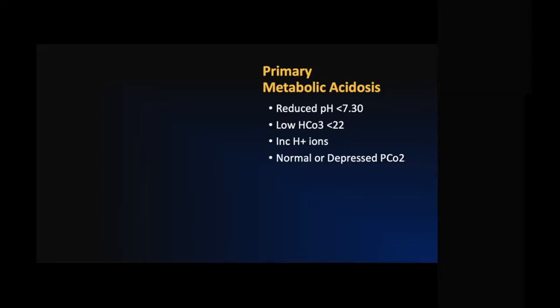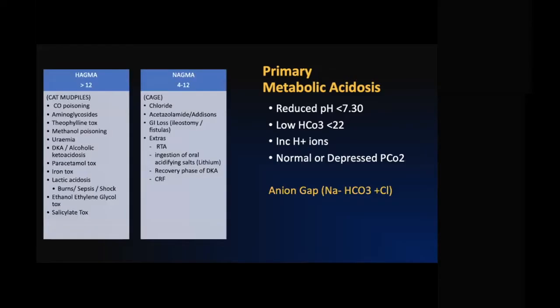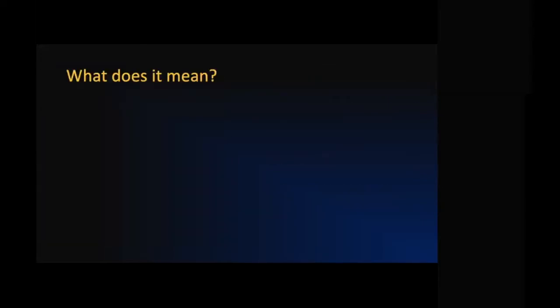Okay. So anion gap is sodium minus bicarbonate plus chloride. Normal value is between 4 and 12. So there are 2 conditions: high anion gap metabolic acidosis and low anion gap metabolic acidosis. So high is this. All these conditions cause high anion gap metabolic acidosis. Moving on. So what does it all mean?